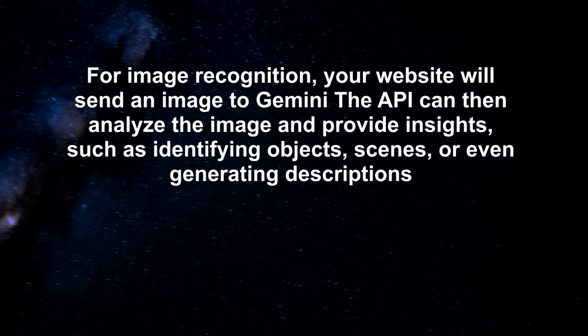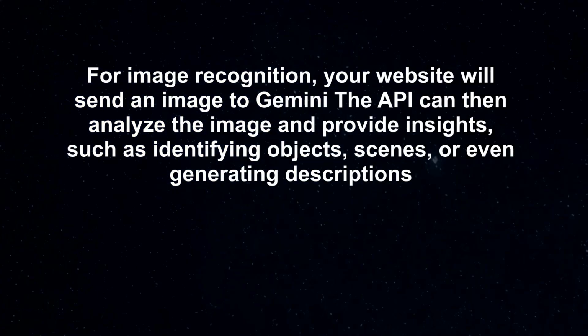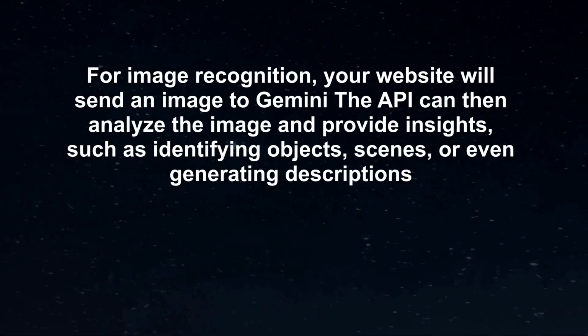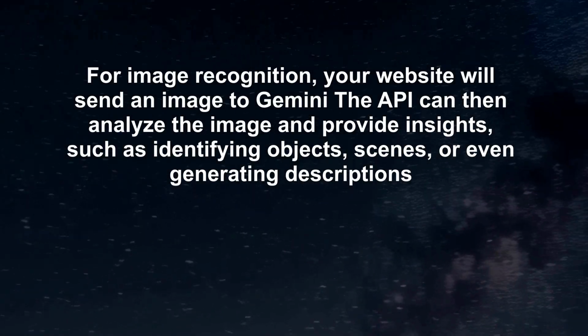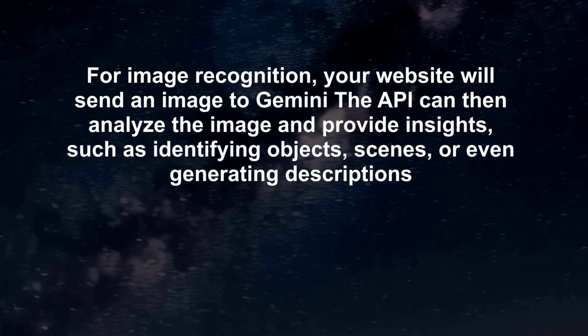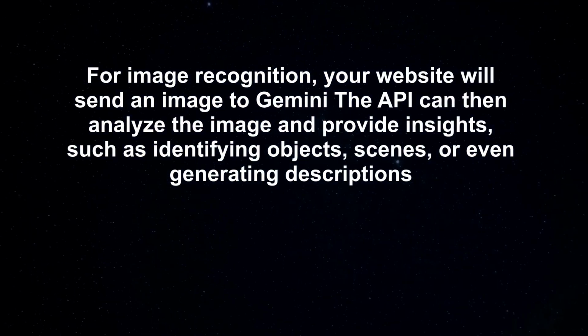For image recognition, your website will send an image to Gemini. The API can then analyze the image and provide insights, such as identifying objects, scenes, or even generating descriptions.